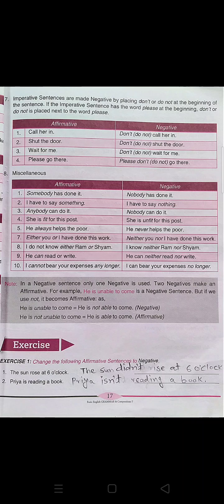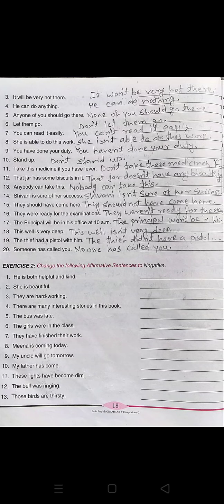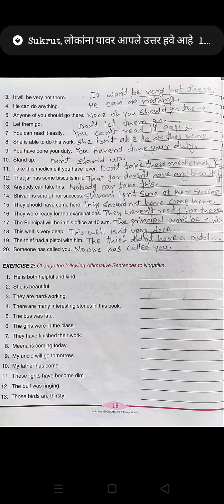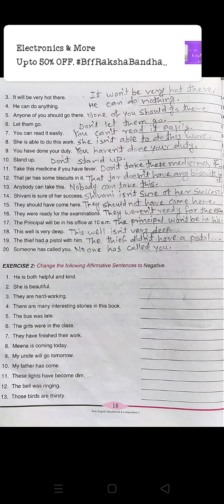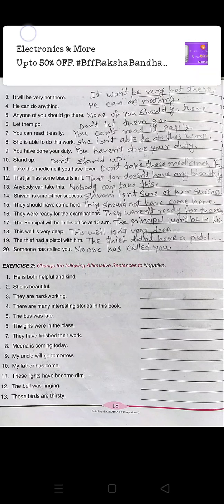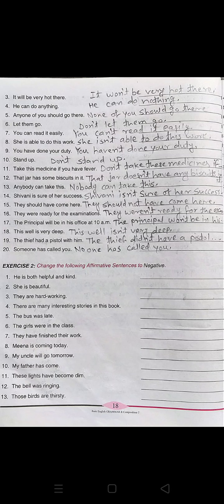Priya is reading a book. Priya isn't reading a book. Okay, so it is very easy. Okay, so then it will be very hot there. It won't be very hot there. Why won't? Because we have added not to will. Will not becomes won't. Okay, short form or contraction of will not is won't. Like do not becomes don't. Okay, did not becomes didn't, are not aren't. So like that, will not becomes won't.